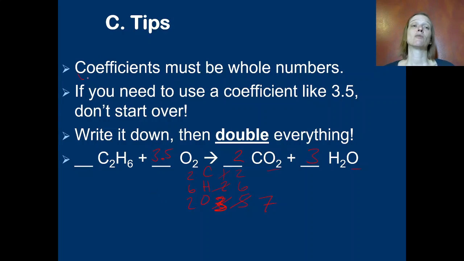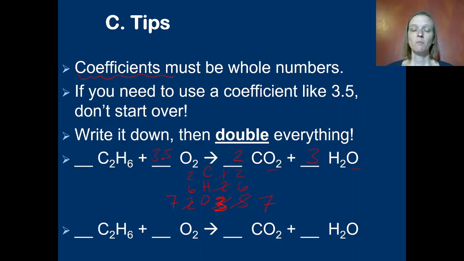But the rule is that coefficients must be whole numbers. 3.5 times 2 would be 7. This would be balanced, but it's not a correctly balanced equation. However, I don't have to start over from scratch. What I can do is go ahead and multiply everything by a number that would make all of my coefficients whole. So I'm going to go ahead and multiply everything times 2.